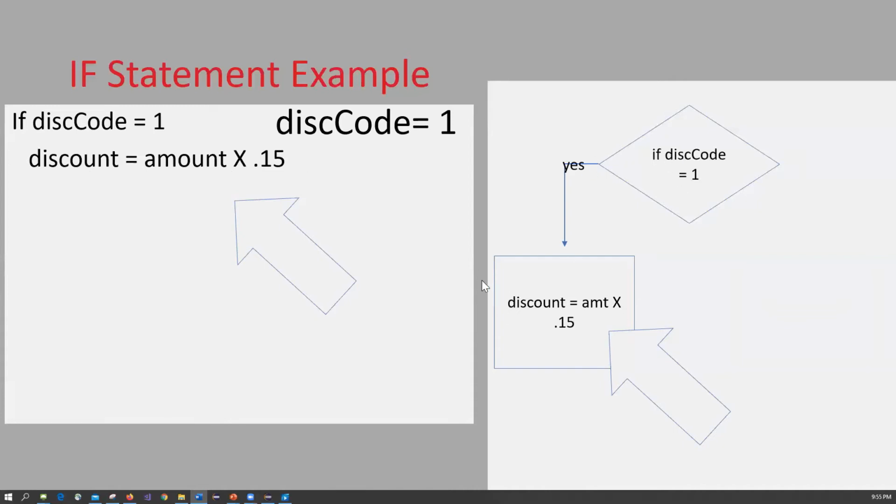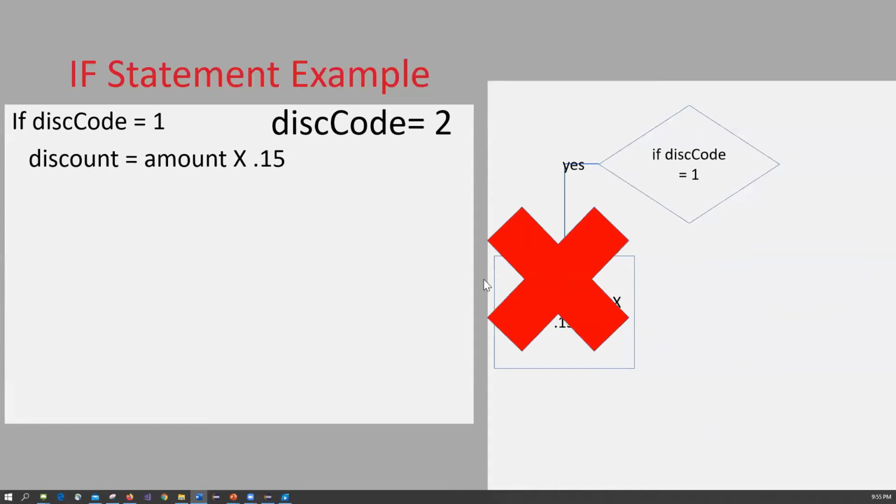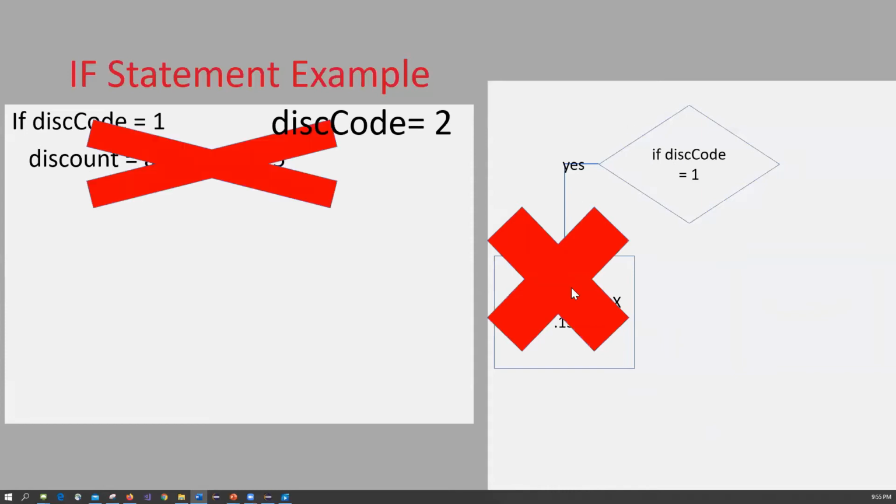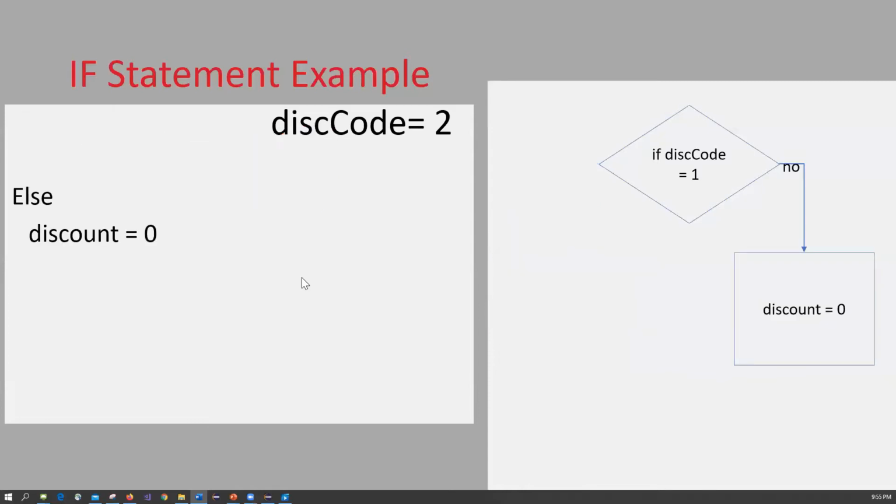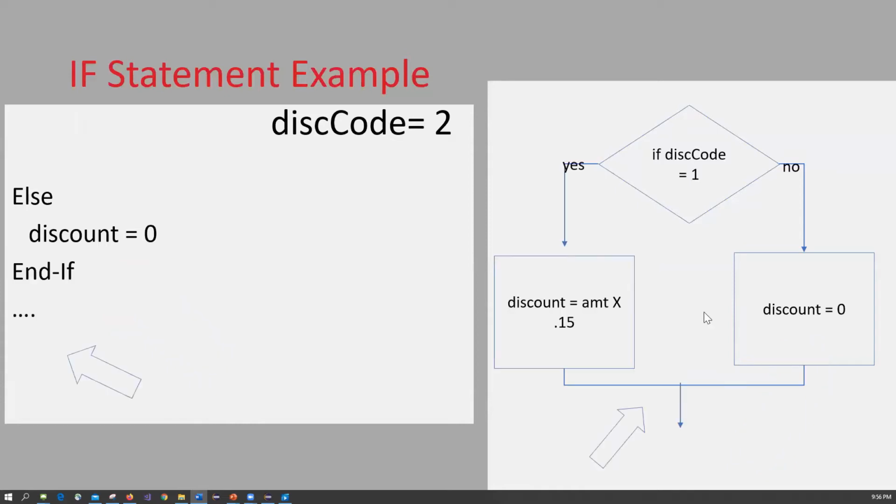But what if the discount code is 2? Well, we're not going to take the left-hand side. We're not going to do the code inside that if branch. Instead, we're going to ignore that, and we're going to go over to the right-hand side, or inside the else branch, and we're going to set discount equal to 0. But either way, once we're done, we come back together to the exact same place, and we resume processing.